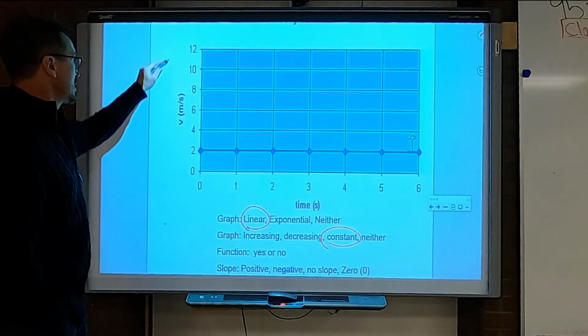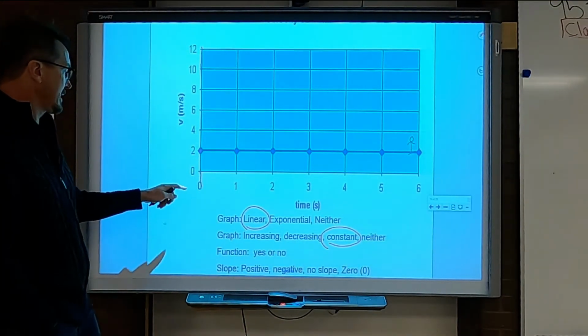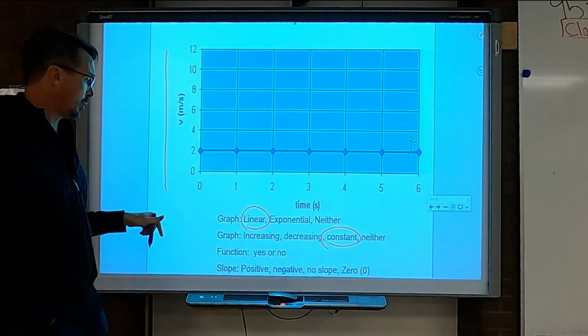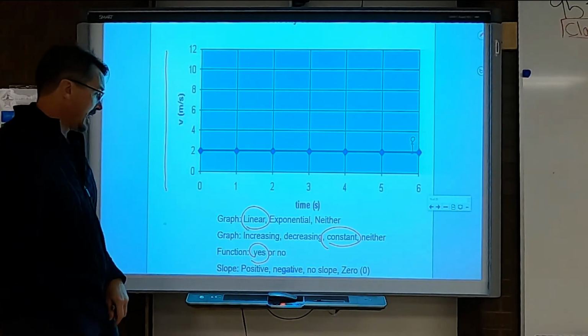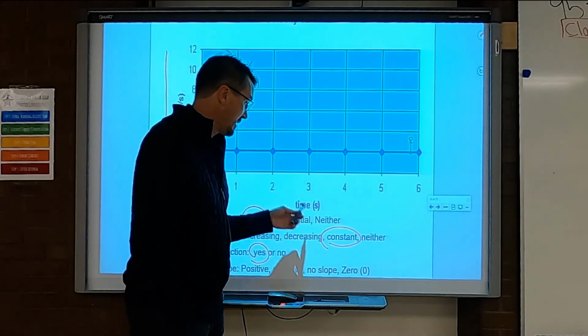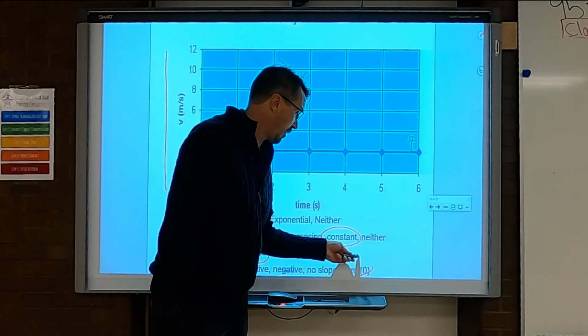And is this a function? Well, does it pass the vertical line test? And the answer is yes, because it doesn't touch the blue line at more than one spot at any point. So yes, this is a function. And is the slope positive, negative, no slope, or zero? Well, if it's constant, that means we have a slope of zero. The two are connected.